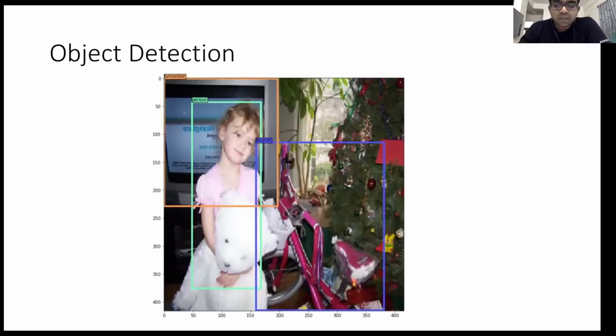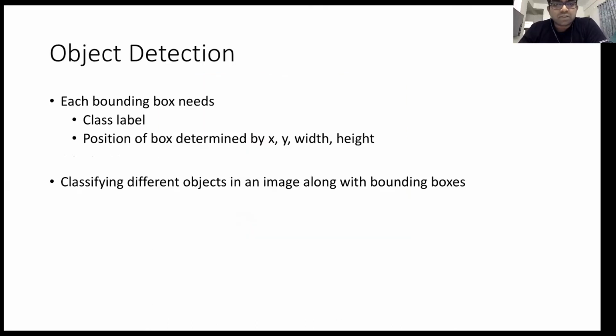So object detection is nothing but identifying all objects and trying to find the bounding boxes for each of those objects in an image. In short, each bounding box would need a class label along with the position of the box, which can be determined by 4 factors: the x, y position and the width and height of the box.